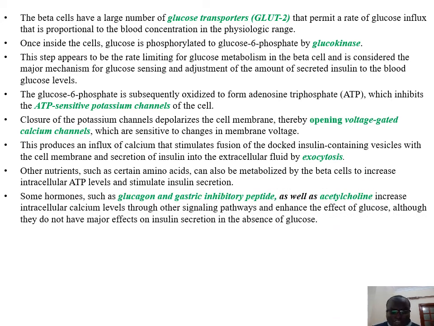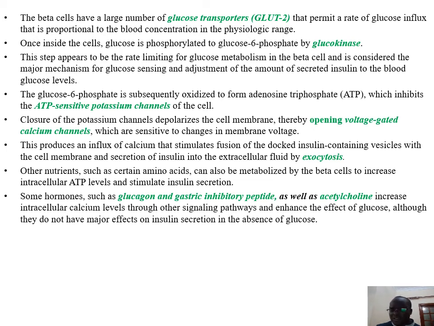Some hormones such as glucagon, gastric inhibitory peptide, as well as acetylcholine will increase the intracellular calcium levels through other signaling pathways, enhancing the effect of glucose, although they do not have a major effect on the insulin secretion in the absence of glucose. So in the presence of glucose, some of these hormones will also enhance the secretion of insulin, like glucagon, gastric inhibitory peptide, and acetylcholine. But you realize that glucagon is inhibited when you have a lot of insulin.